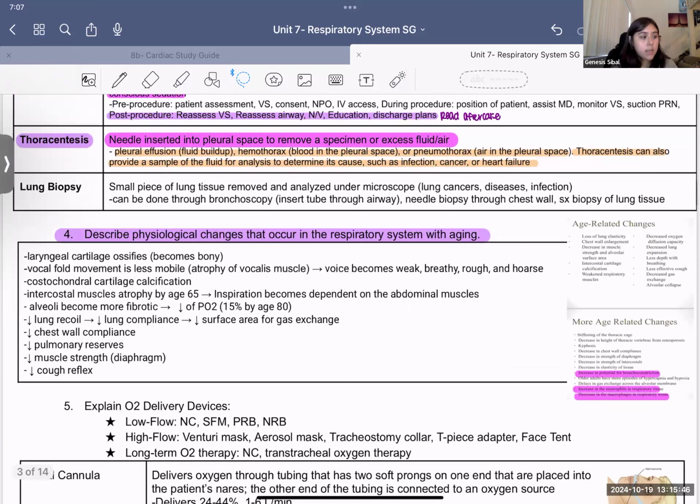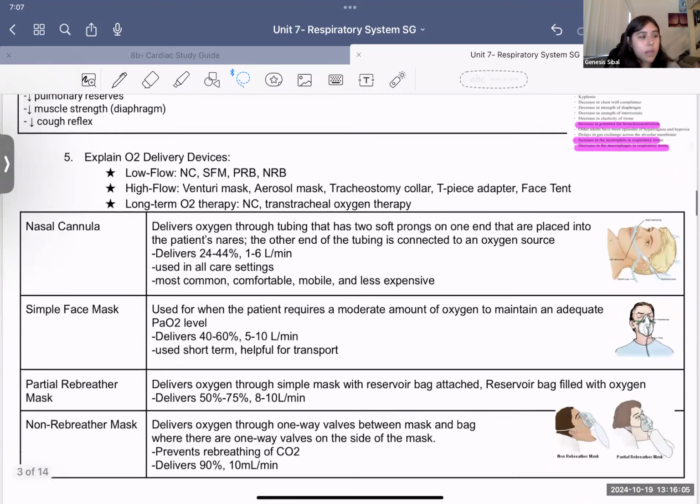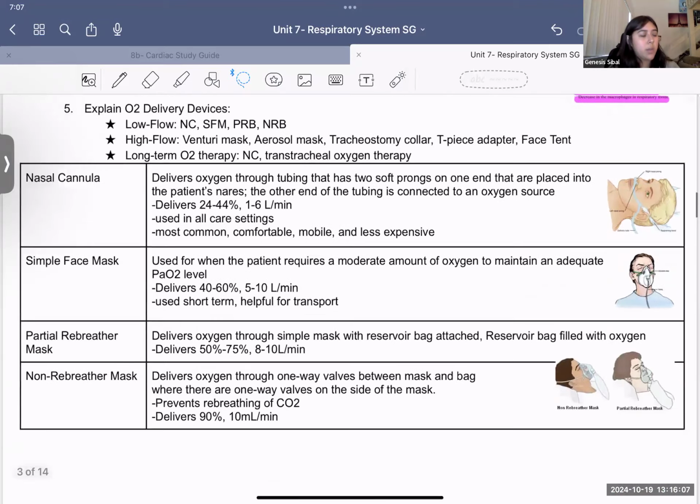And then with a thoracentesis, it's just a needle inserted into the pleural space to remove a specimen or excess fluid or air. This can be done for multiple reasons, including a pneumo, a hemo, and pleural, but usually it is more associated with a pleural effusion or anything like that. Now with age-related changes, you don't really have to know that.